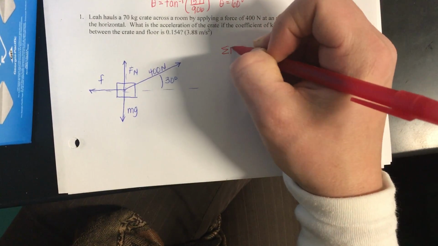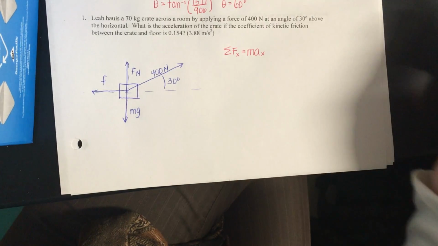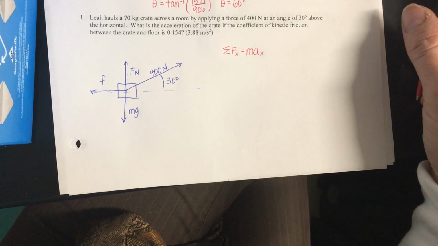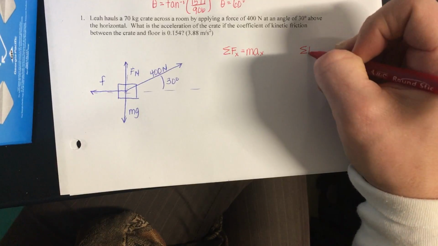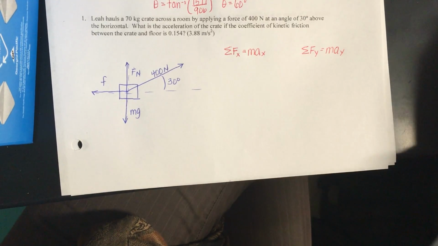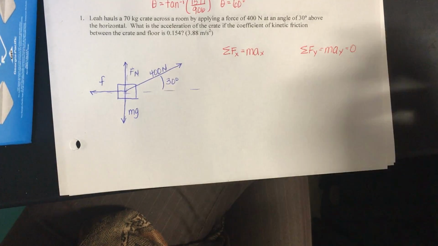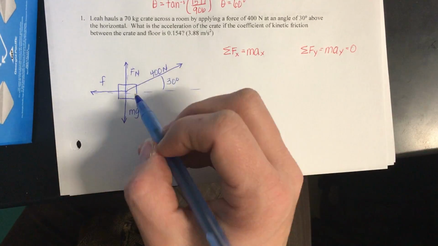So in this scenario, the sum of the forces in the x direction are not equal to 0 because they tell you it's accelerating. But the crate is not going to levitate off the ground. So the sum of the forces in the y direction are still equal to 0. So again, we're going to add these up.